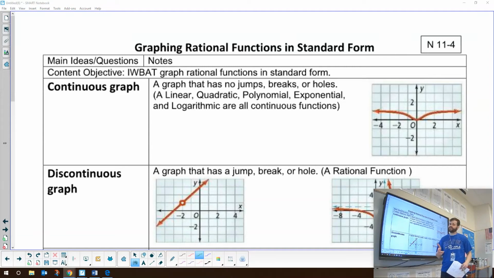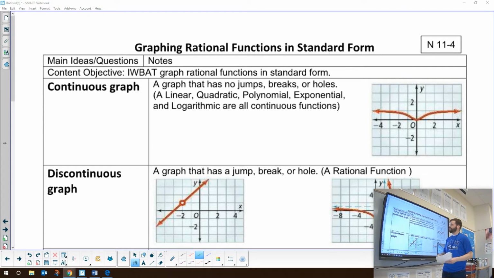Hey guys, today we are putting to use all that information that we learned last week about how to find asymptotes, both horizontal and vertical asymptotes, to actually put some stuff on a graph. So today we're talking about graphing rational functions in standard form. Now before we get to graphing, we need to talk about some specifics about our graph.